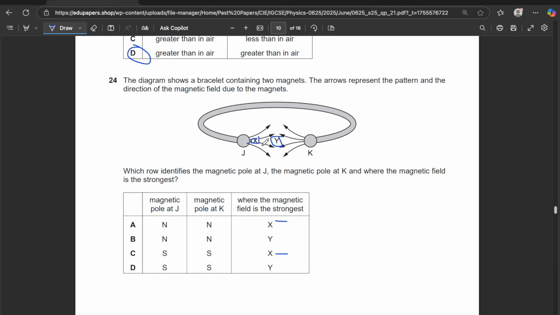And the magnetic pole at J, let's just consider this, right? Since they're coming out, if they come out, then that will be north, because magnetic fields will always go from north to south. So if you're coming out, then it will be north. The same for this as well, they're coming out. So A.